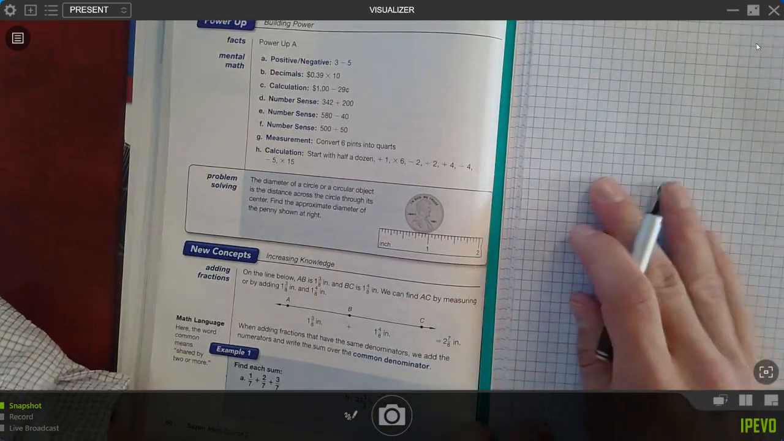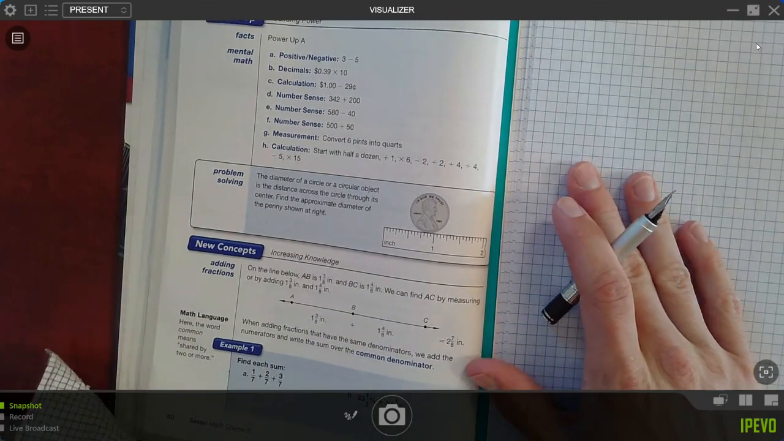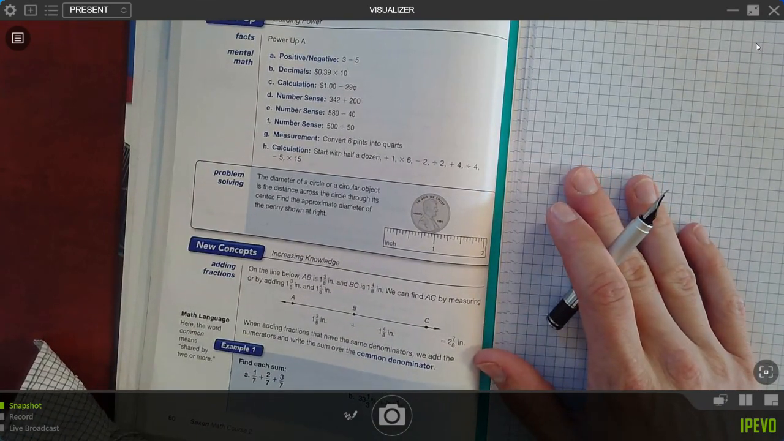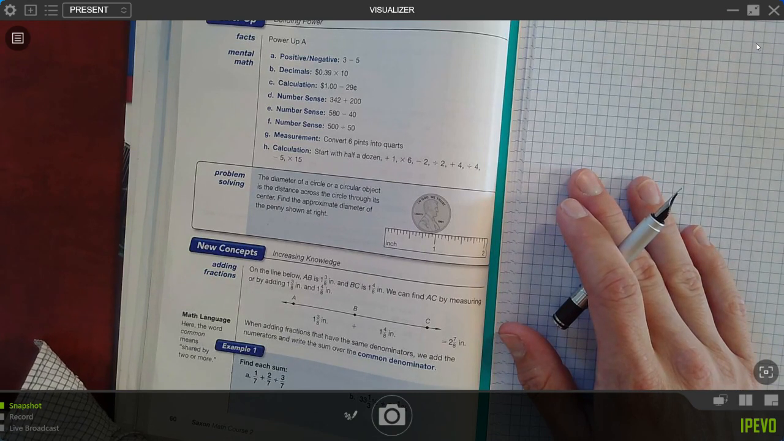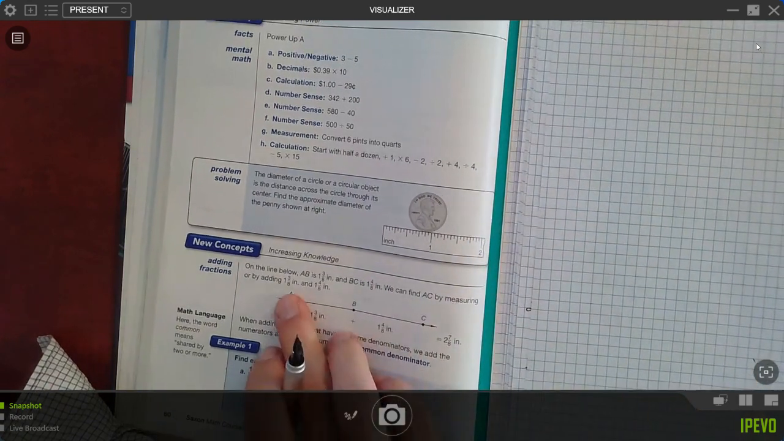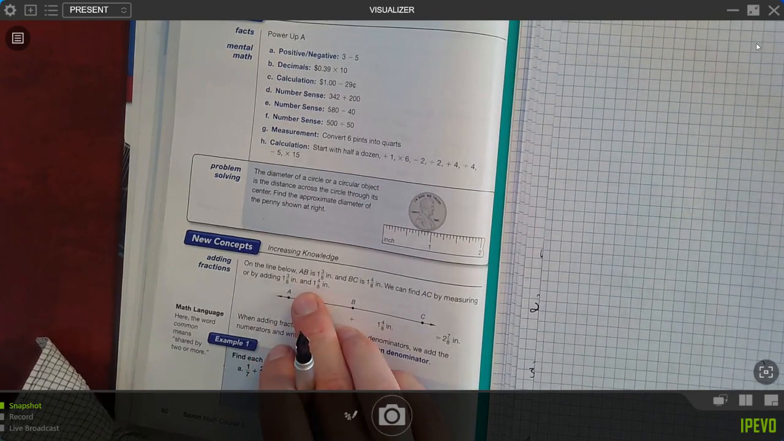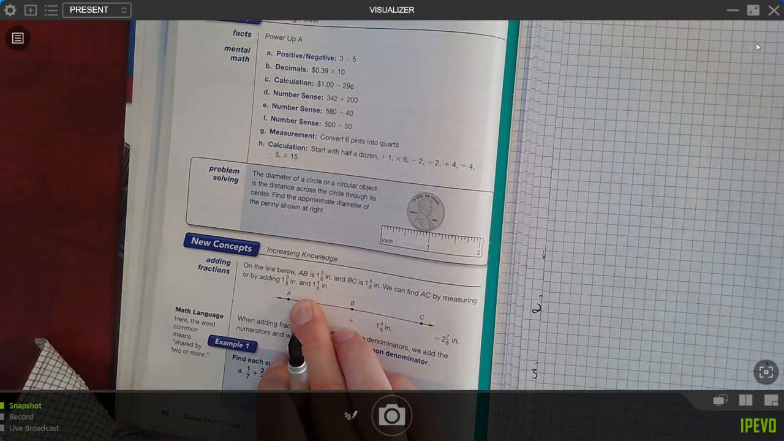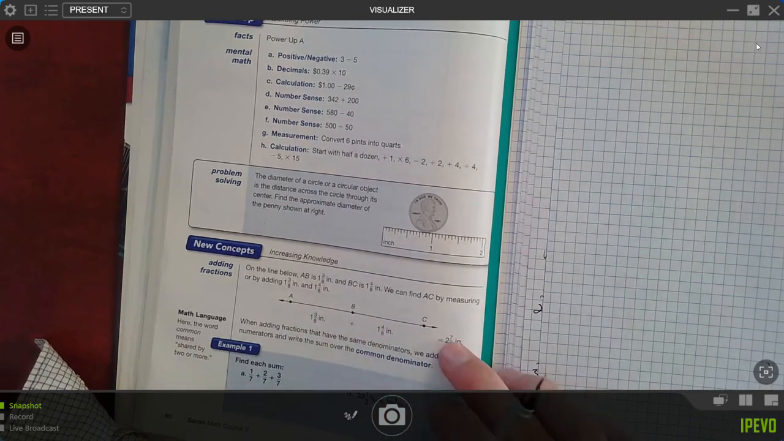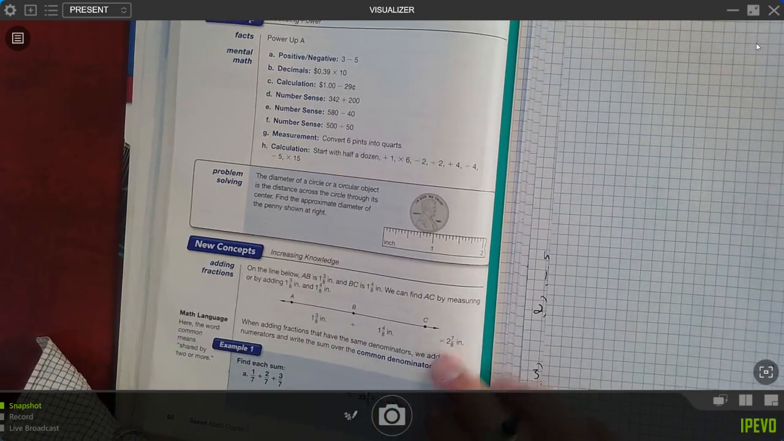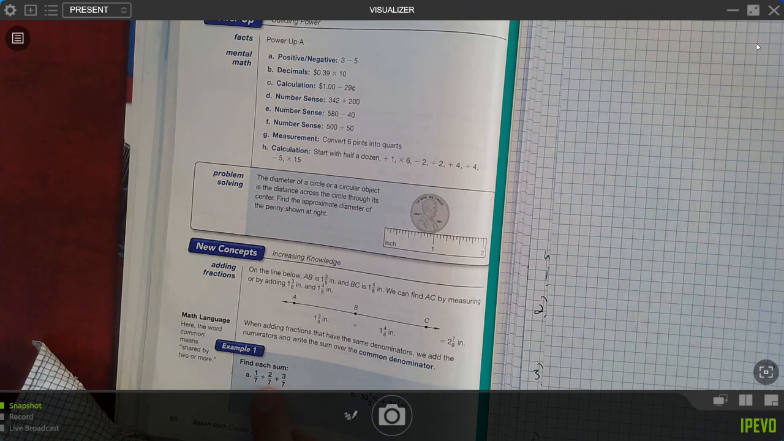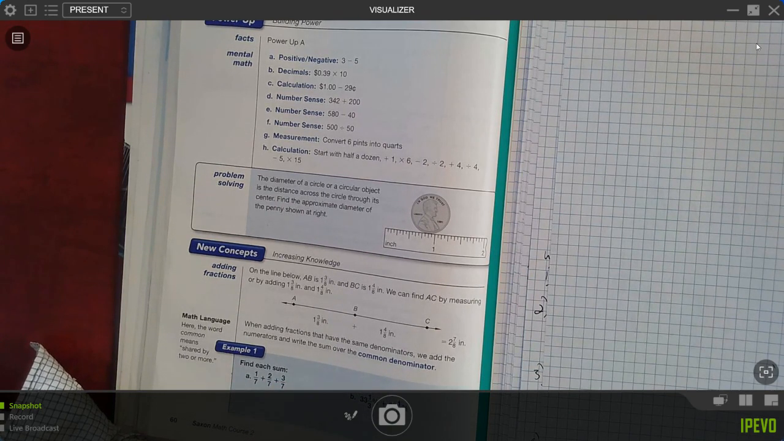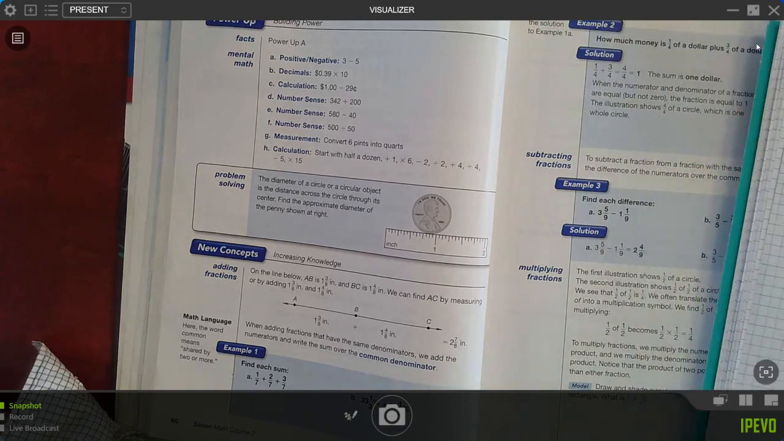New concepts. So, on the line below, AB is 1 3/8. BC is 1 4/8. So we can find AC by measuring or by adding those two things together. When we do this, as long as that bottom denominator is the same, we can just add across, okay? 3 plus 4 equals 7, okay? So here, because they're all the same on the bottom, that's just going to be 1 plus 2 plus 3, okay?